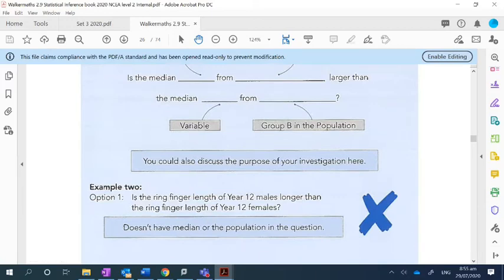Here's another example. Is the ring finger length of Year 12 males longer than the ring finger length of Year 12 females? Good or bad? What is the thing that I told you is missing, that you will not even get achieved on this paper if you don't have it in there? Median. It doesn't have median. And what else does it not have? The population. Year 12 males where? The whole world population of Year 12s?